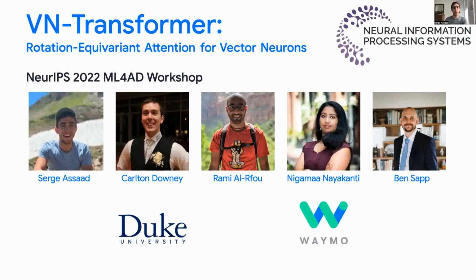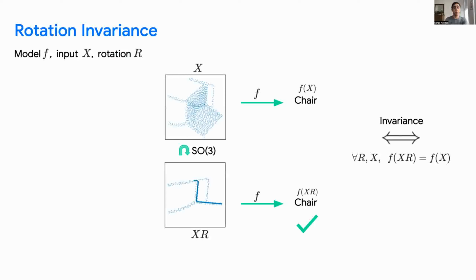Hi everyone. Today I'm going to talk about our work called VN Transformer. For perception tasks in autonomous driving, we want our models to not change their predictions when the input is rotated. This property is known as rotation invariance.